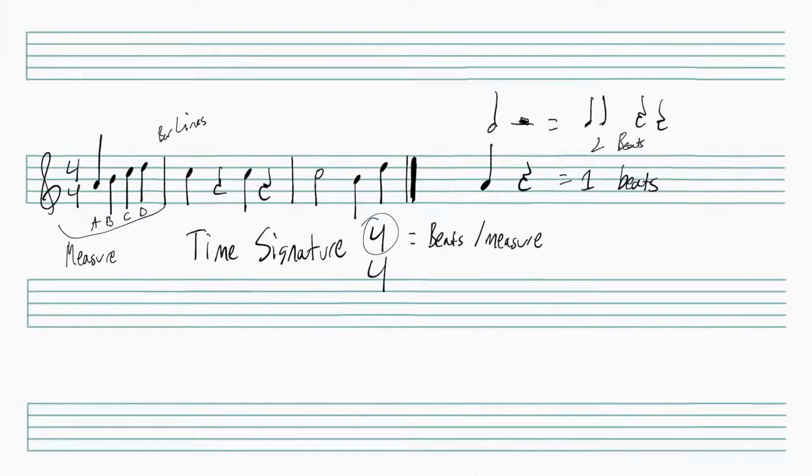Let me draw on the lower staff here. Let me put my clef sign. We'll do that same time signature that has the 4 on the top. And let's say I draw this. And there's our bar line. That would not be acceptable. That would be only 3 beats.